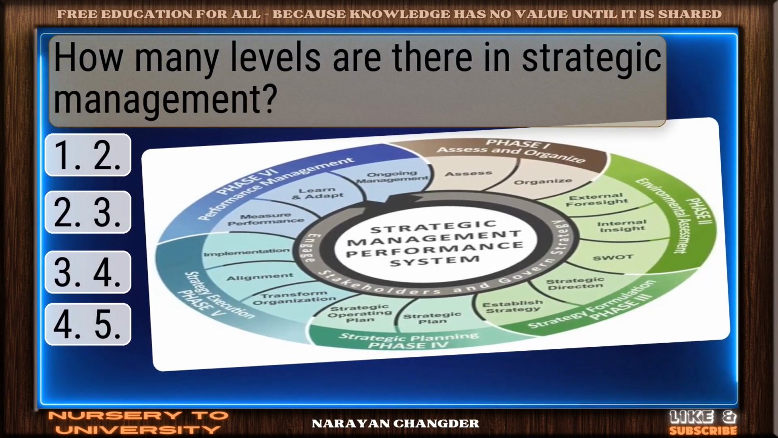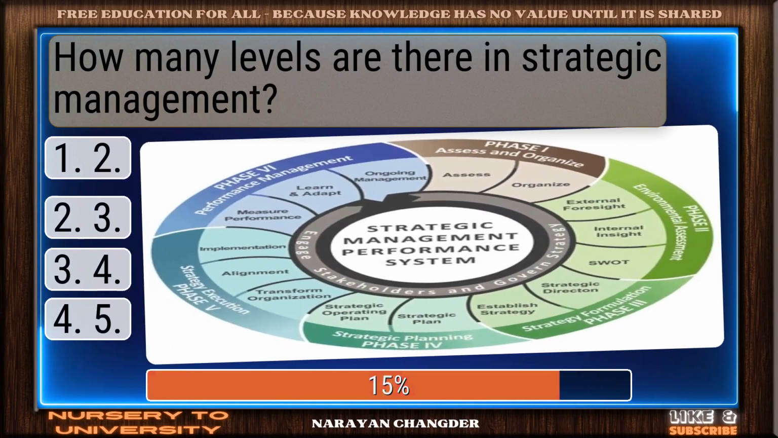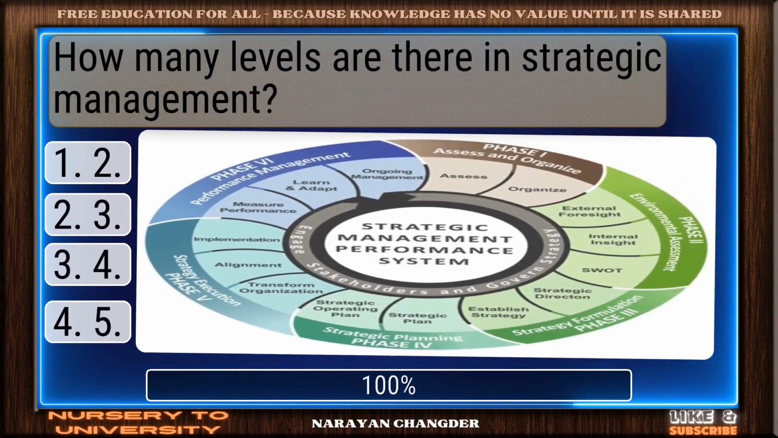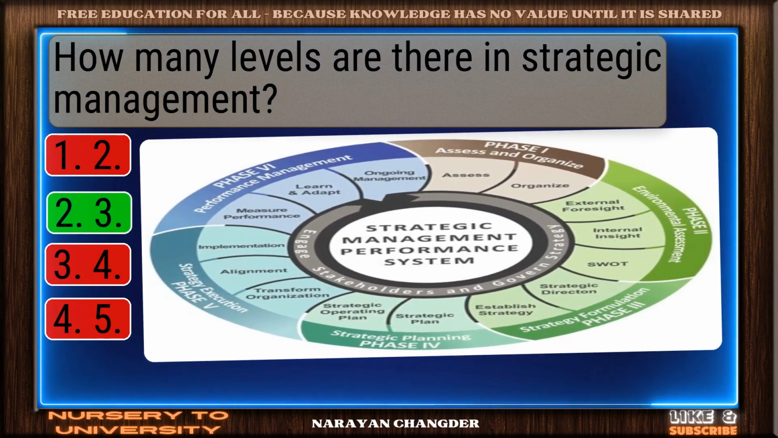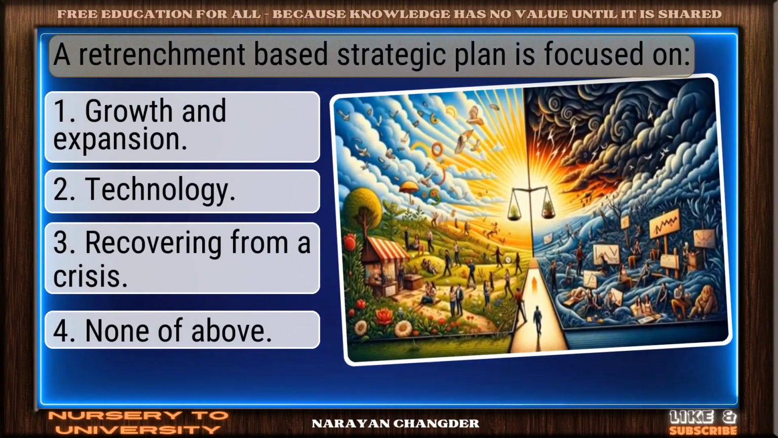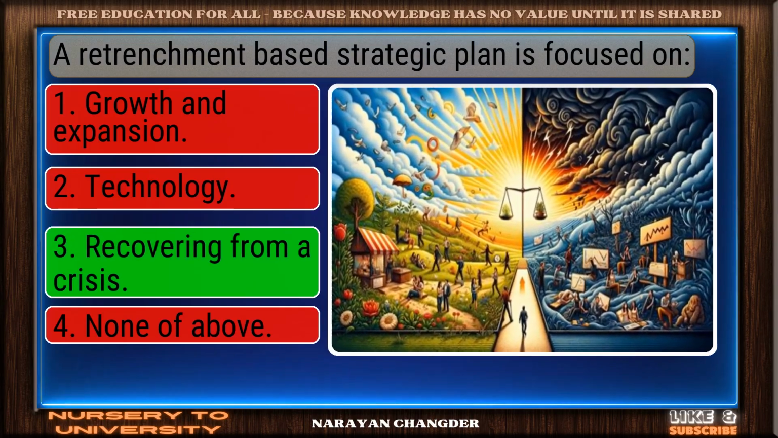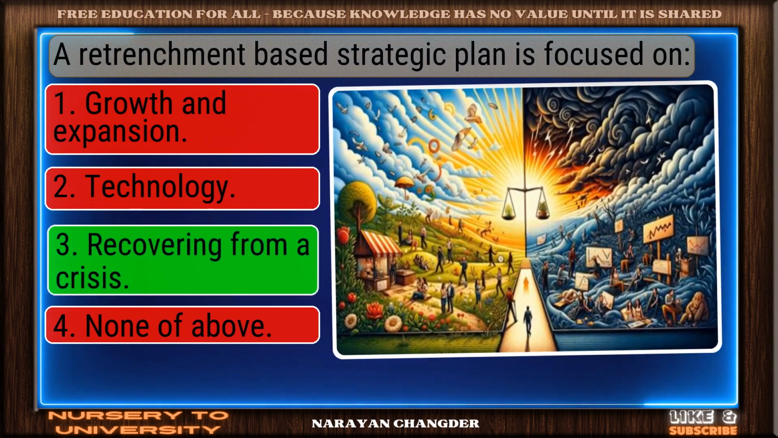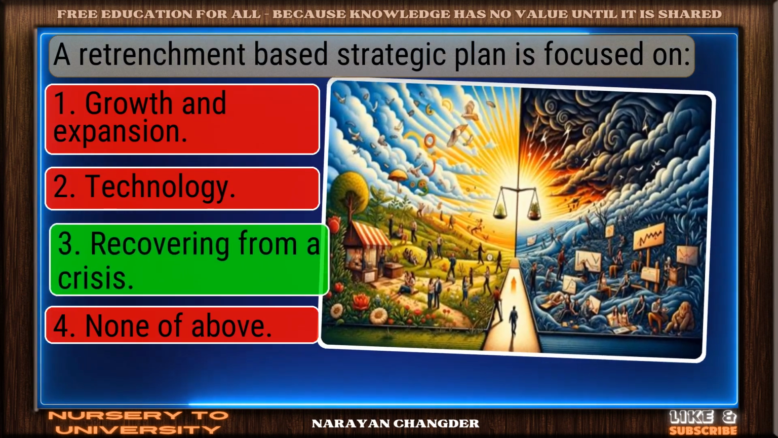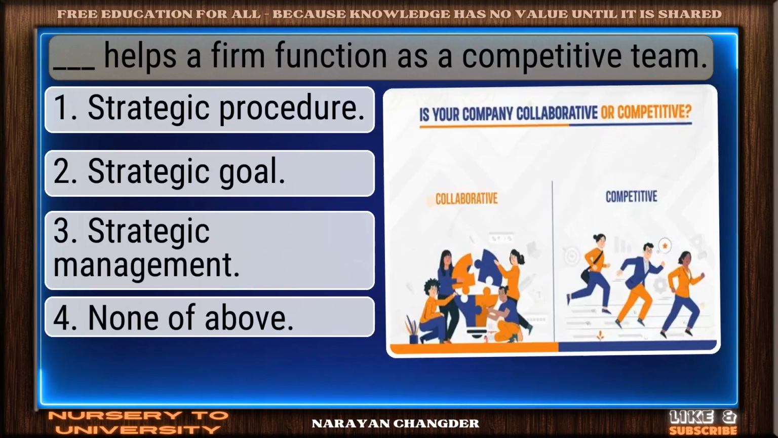How many levels are there in strategic management? Bravo. 3 is the answer. A retrenchment-based strategic plan is focused on... Good thinking. Recovering from a crisis is the right answer.